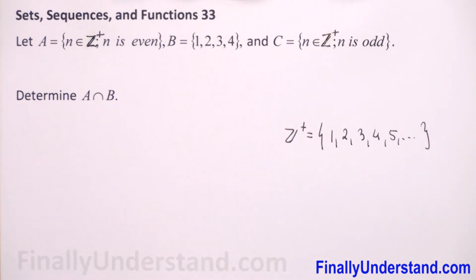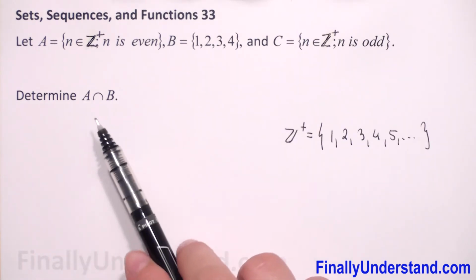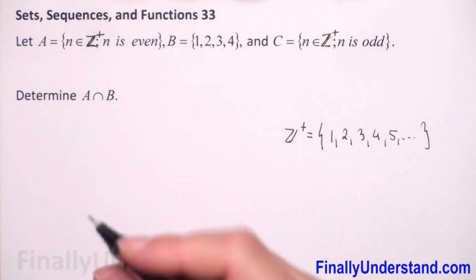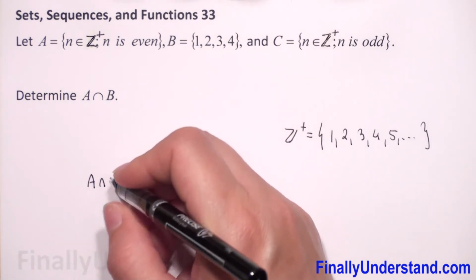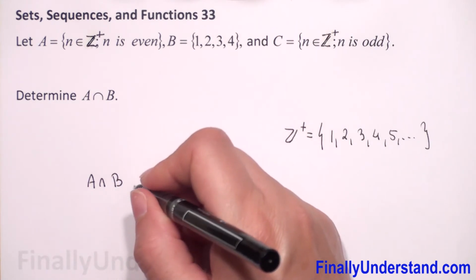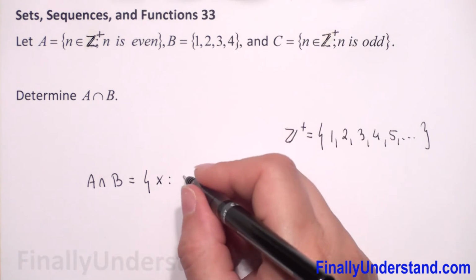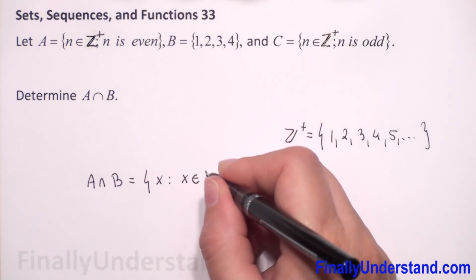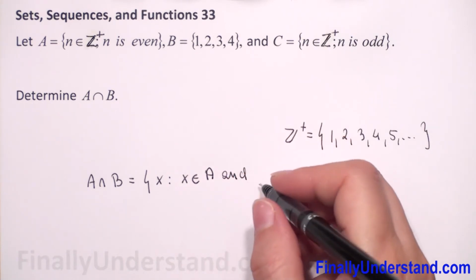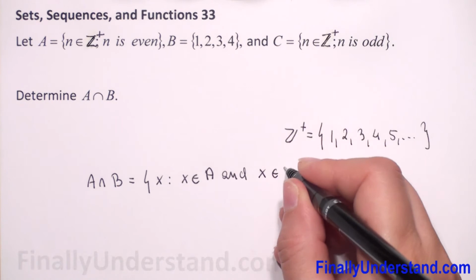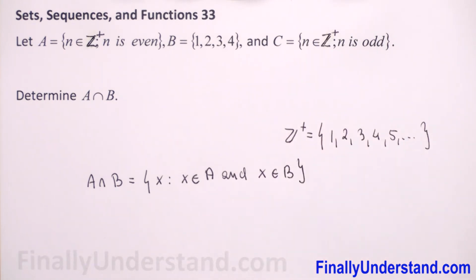So first, let me remind you the definition of intersection of sets A and B. In other words, in some books we have called this the product of sets A and B. So the definition of intersection of sets A and B: the set of elements which belong to both A and B. So we have X such that X belongs to A and X belongs to B. So this is our definition.